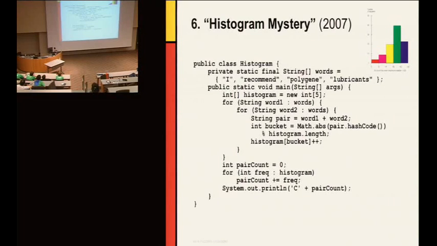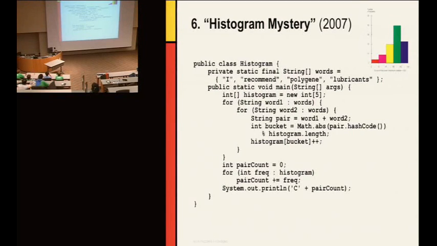So let's generate the word pairs. How do we do that? We have a nested for loop for string word 1 in words, for string word 2 in words. So we iterate word 1 through this array, I, recommend, and so forth. And inside that, we iterate word 2, and then we say pair equals word 1 plus word 2. This plus is doing string concatenation. So let's look at what pair is going to be. Pair will go I recommend, I polygene, I lubricants, recommend I, recommend polygene, and so forth.